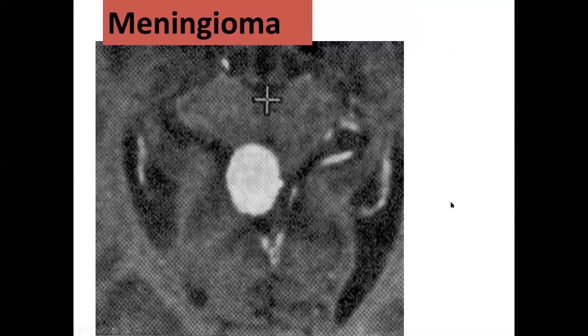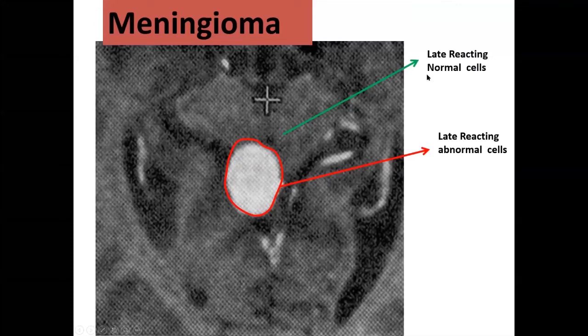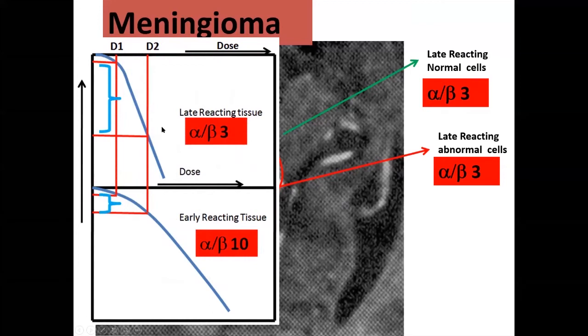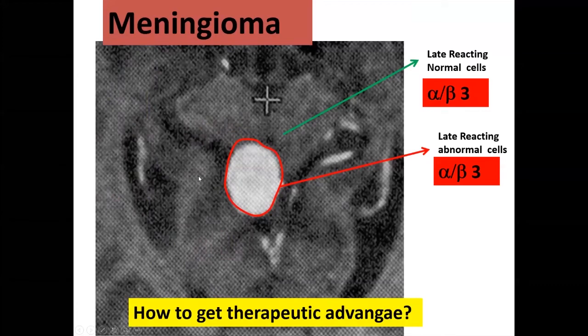Now let us take an example of meningioma. So basically, what is meningioma? Meningioma is basically late reacting abnormal cells embedded in late reacting normal cells. Naturally, both are late reacting, so both will have a low alpha beta ratio. And we have seen in my earlier slides that when you increase the dose from D1 to D2, it causes more damage for late reacting tissue. So it will result in more damage to the tumor as well as surrounding normal tissue.